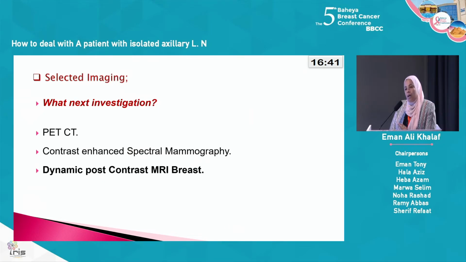Now, again, we have a case of isolated axillary metastasis with pathological evidence of metastatic adenocarcinoma of breast origin with negative breast sonomammography and CT scan. Do we need further investigation for such a case, like PET-CT, contrast-enhanced mammography, post-contrast MRI breast?